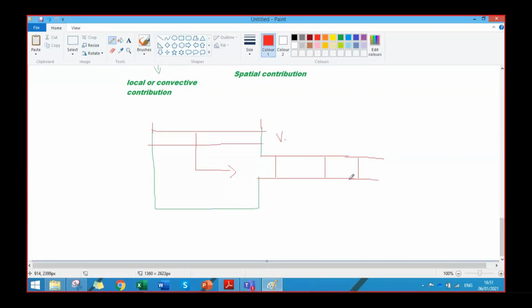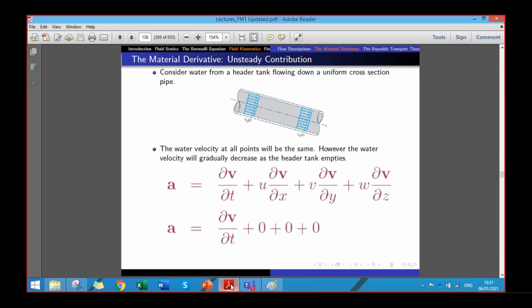Yes sir, understood. So as the level decreases, the velocity will decrease. The level is decreasing with time, but along this pipe that velocity will remain fixed. So there is no change in velocity with respect to the spatial component, but there is change in velocity with respect to time. So the acceleration will depend only on the temporal component.